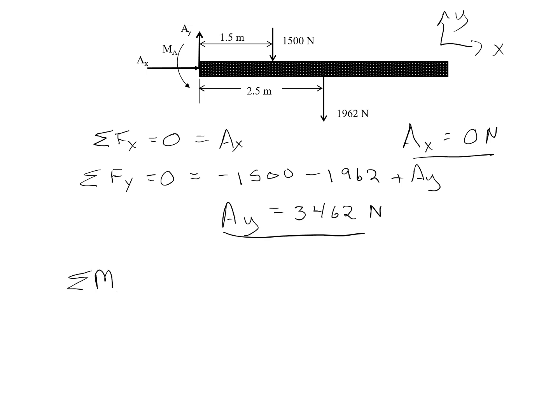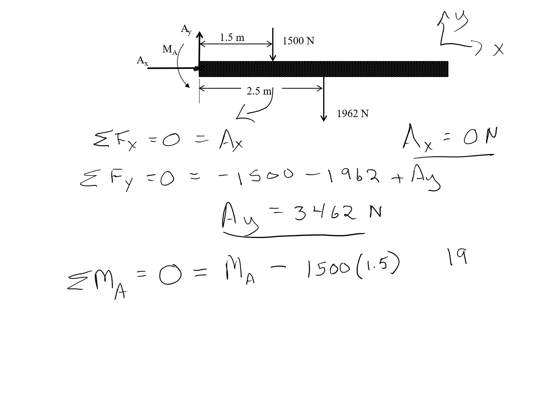To get the third one, I'll take the sum of the moments, and I can choose any point. I'm going to choose point A, and the sum of the moments is equal to 0. So first I have MA, which is a reaction at A. AY and AX both go through this point A, so they do not cause a moment about A. So I do need to include the 1500, and that distance is 1.5. It's causing a clockwise rotation, so it will be negative.